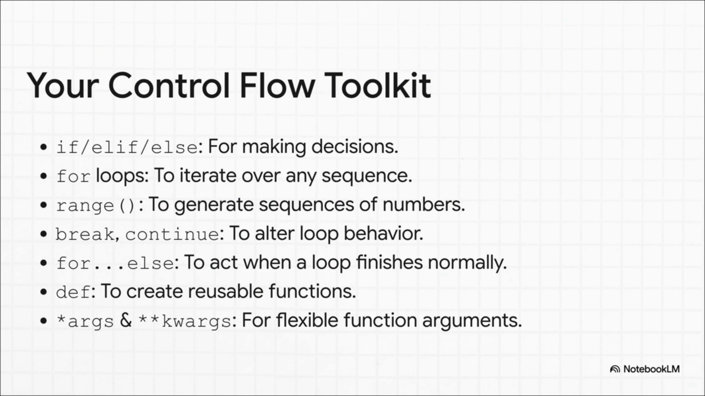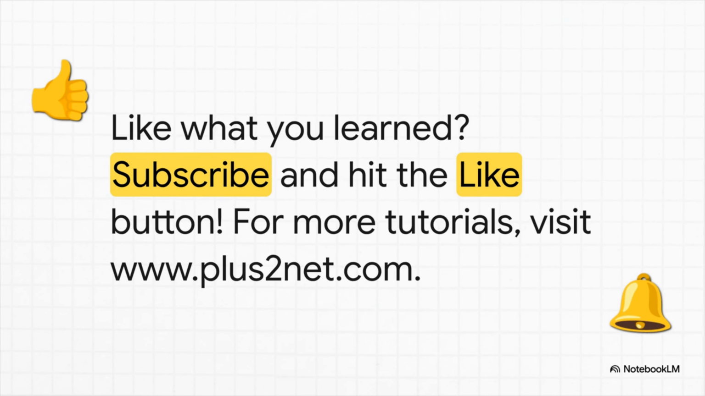So let's do a quick recap of our new toolkit. We have if, elif, and else for making decisions. We have for loops to go over any sequence, range to create number sequences, and break and continue to boss our loops around. We've got that special for-else for when a loop finishes normally, and we can wrap all of it up into super flexible functions using def, default arguments, and of course *args and **kwargs. Phew, that was a pretty quick tour, but hopefully it gives you a much better feel for some of Python's most powerful control flow tools.